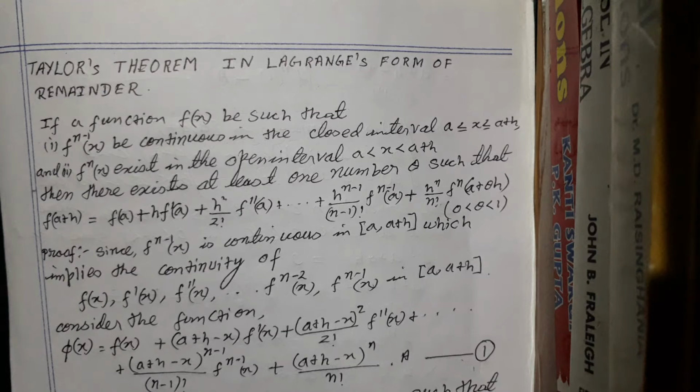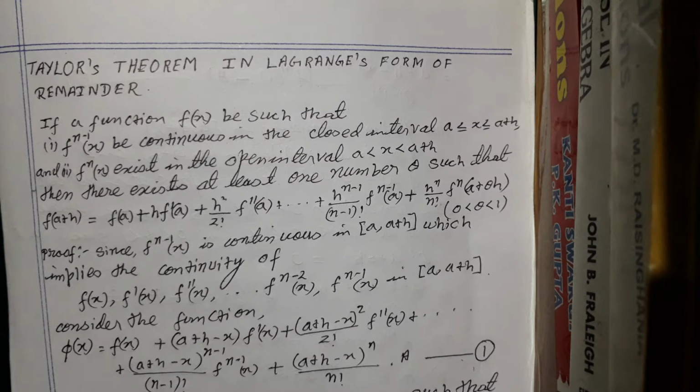First, f^(n-1)(x) should be continuous in the closed interval, and f^(n)(x) should exist in the open interval. Then there exists at least one number theta such that f(a+h) = f(a) + h f'(a) + h^2/2! f''(a) + ... + h^(n-1)/(n-1)! f^(n-1)(a) + h^n/n! f^(n)(a+θh), where 0 < θ < 1. So this is the statement of Taylor's theorem.